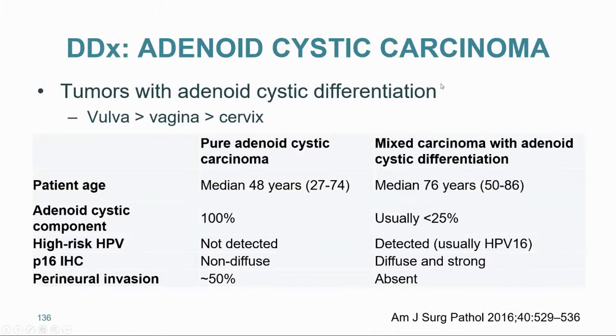Adenoid cystic carcinomas in the cervix are quite rare, but be aware that they exist. In the lower genital tract, they're more frequent in the vulva, and they can be associated with HPV or they can be negative for HPV, particularly if they're found in their pure form. Adenoid cystic carcinoma can be pure or can be an adenocystic component of something that is either squamous or adenocarcinoma in nature. And those lesions tend to be associated with HPV.